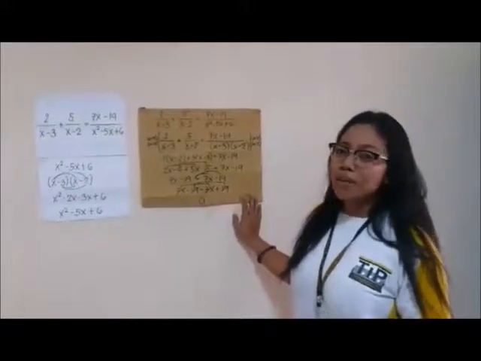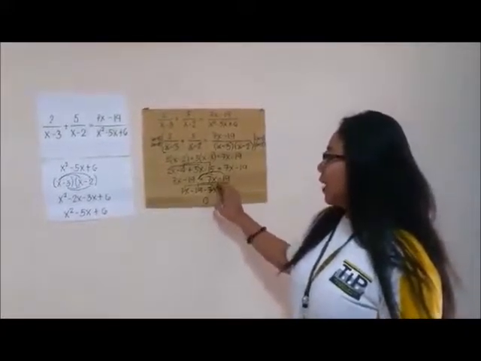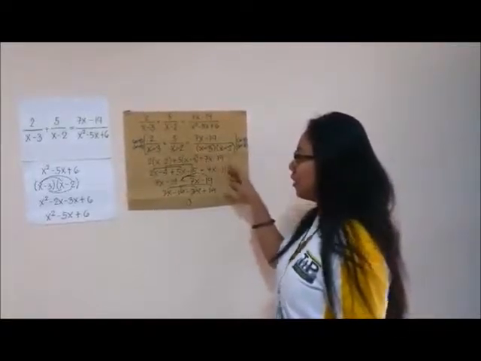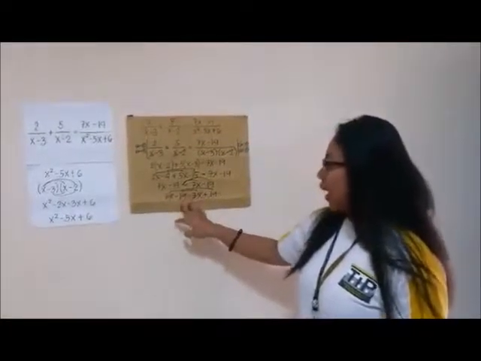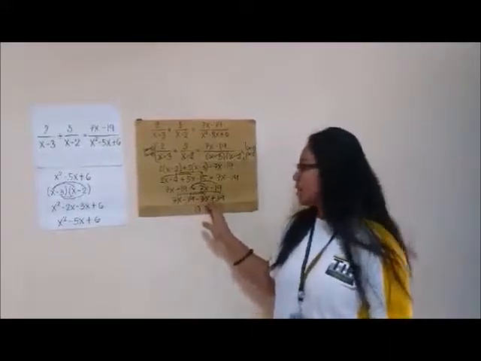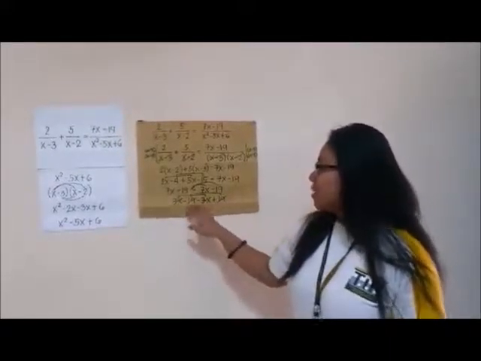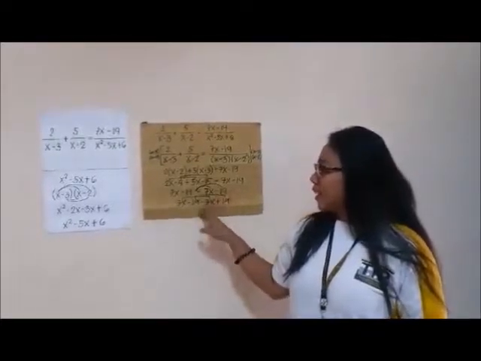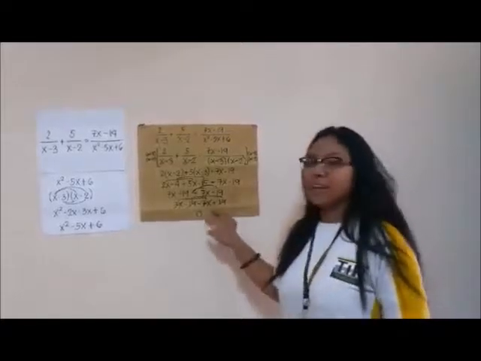I use the APE method so that I transpose the 7x minus 19 to the other side. And I got 7x minus 19 minus 7x plus 19. I cancel out the 7x and the negative 7x, and the negative 19 and the 19. And the final answer is 0.